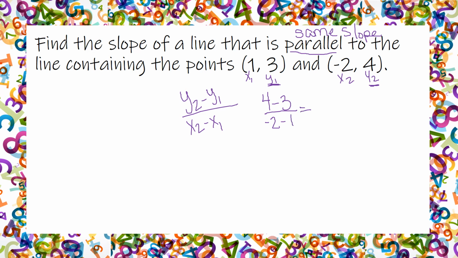Now I'm just going to simplify. 4 minus 3 is 1. Negative 2 minus 1 is negative 3. So my slope for a line parallel is going to be the exact same, which is negative 1/3. And that negative can go with the 1 or the 3 or right in the middle, as long as there is only one negative sign.